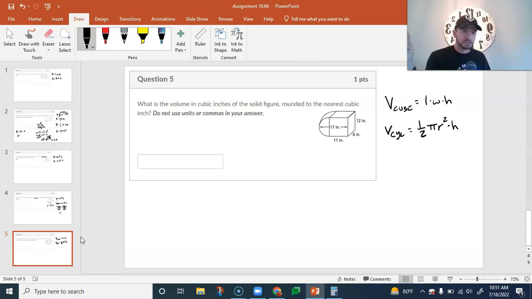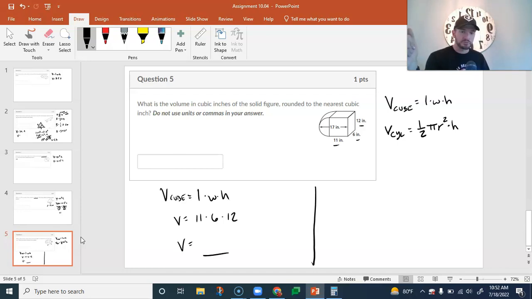So the volume of the cube is actually really simple. I'll split it into 2 here. So over here, the volume of the cube is going to be, like I said, length times width times height. And then you got all that right here. So V equals 11 times 6 times 12. Whatever that is, that's going to be the first part of your volume. And you're going to add that to the second part of your volume, which we're going to find now.